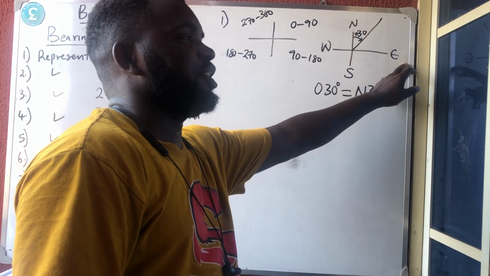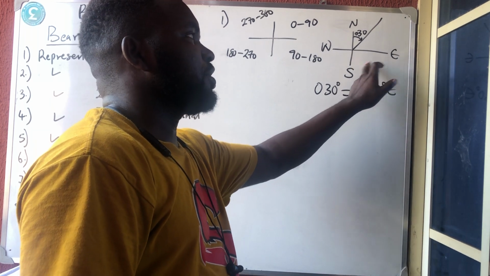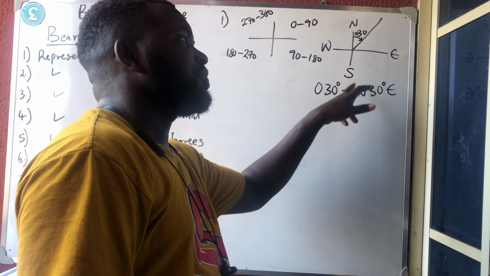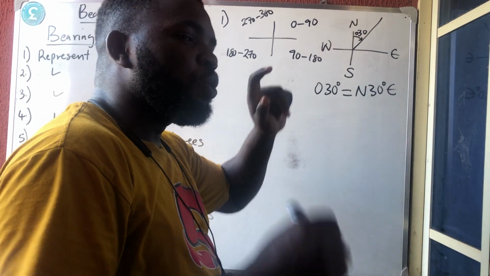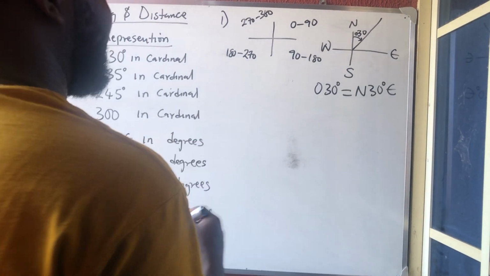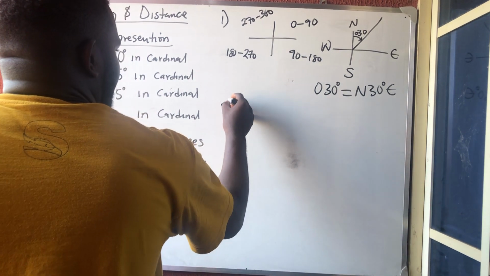You can never say east first. Even if it is here, you can never say east south. Rather you say southeast, here southwest, and here northwest. You must always start with the vertical. So number 2, look at number 2 now.